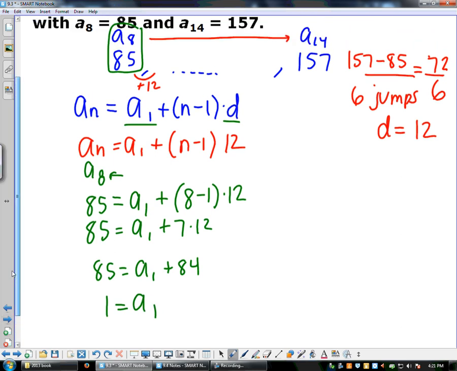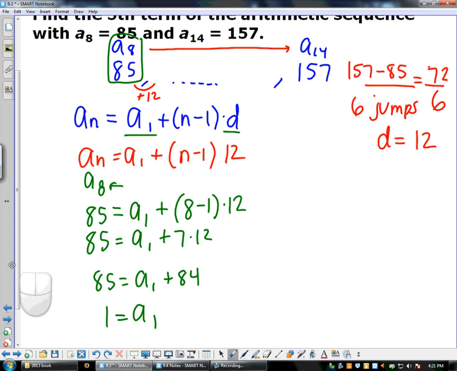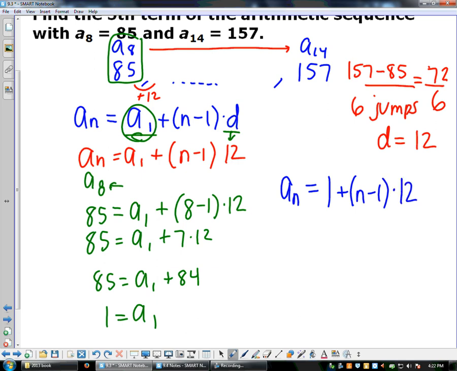So we're building our pattern a little bit more now. We filled in the d first off. Now we're going to fill in what goes in this spot we just solved. So my explicit formula for this arithmetic sequence must be a sub n is equal to 1, because that was the first term we found, plus n minus 1 times 12, that common difference that we found as well.